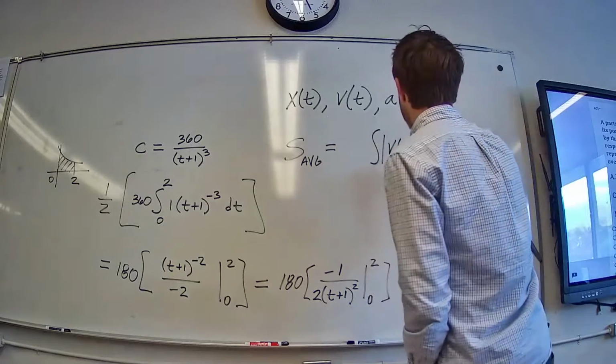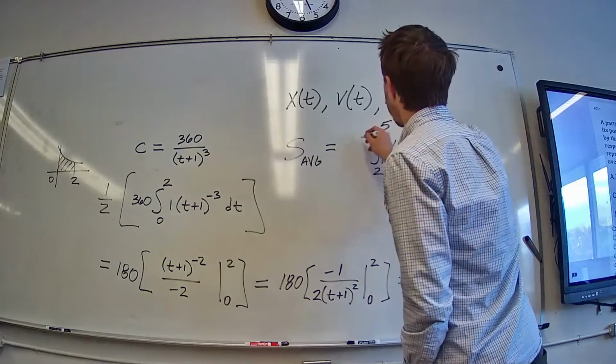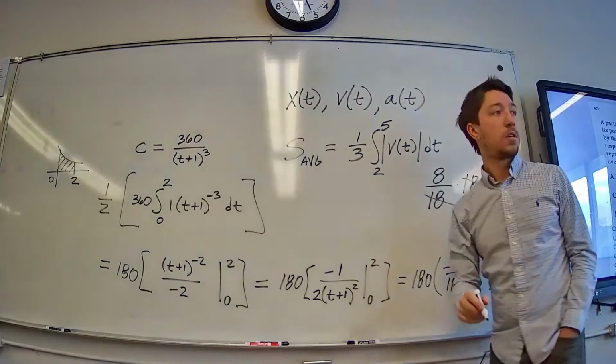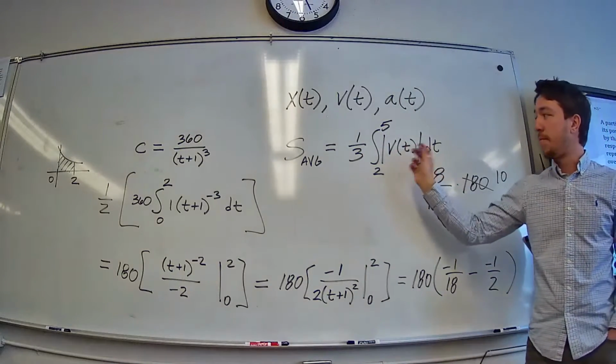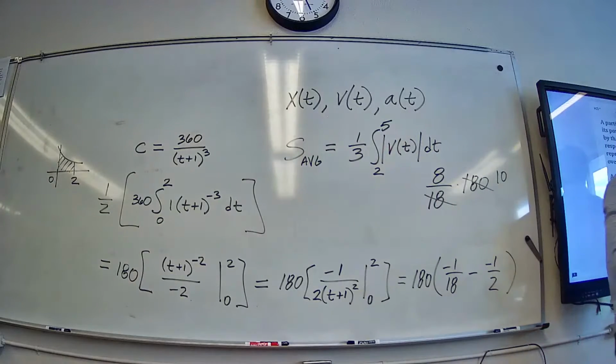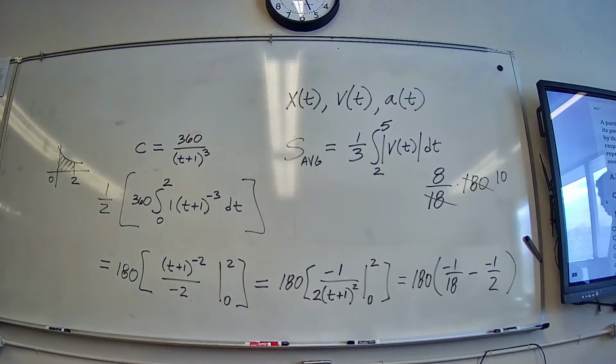And so between time 2 and time 5, you have to integrate from 2 to 5 of the absolute value of the velocity function, and then you divide by 3. Are we okay with that?